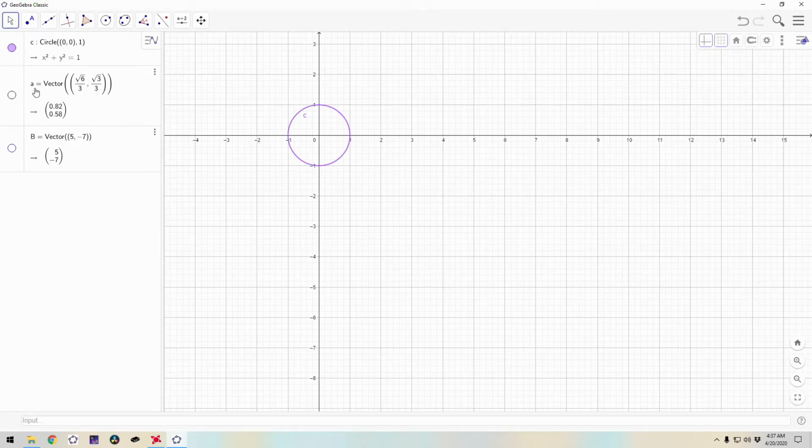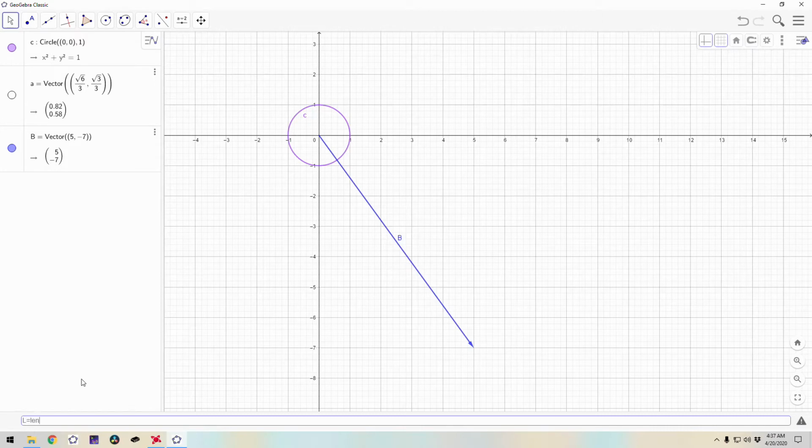So the first example, little a, the vector square root of 6 over 3, comma, square root of 3 over 3, we computed that to be a unit vector because it has length 1. Notice it does actually fit in the unit circle. It's pointing in this direction, and it does go from the center out to the edge of the unit circle. So the other example was big B, the vector 5, -7, which you see does go 5 over, 7 down. This is the vector 5, -7. So if I compute the length, we'll call it capital L, equals the length of vector B.